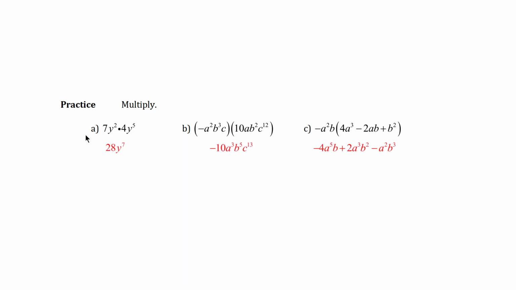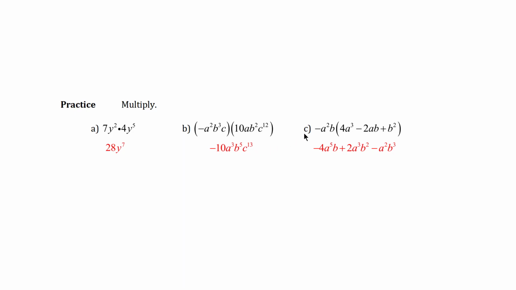Alright, so let's get started with part A. First we multiply 7 times 4, which is 28, and then y squared times y to the 5th power is y to the 7th power. For part B, we multiply the negative and the 10 to get negative 10. A squared times a is a cubed. B cubed times b squared is b to the 5th power. C times c to the 12th power is c to the 13th power. The final answer is negative 10 a cubed b to the 5th power c to the 13th power.